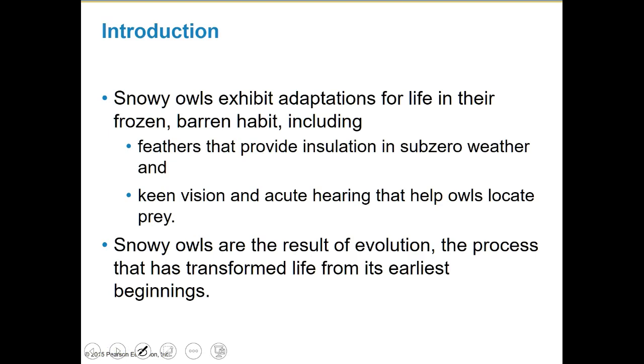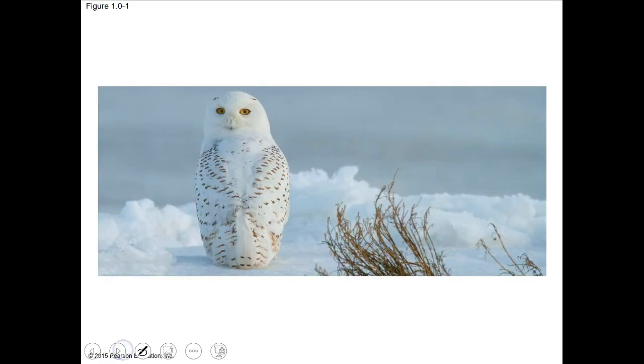One of my favorite things is the book you guys have has an owl on the front. He always looks like he's doing a magic trick, but he's a snowy owl, and they have adaptations for life in barren habitat. So their feathers provide insulation so they can stay warm in sub-zero temperature, and they have really awesome vision and acute hearing because they're trying to locate prey. These are always predators. So snowy owls are the results of evolution, the process that has transformed life from its earliest beginnings.